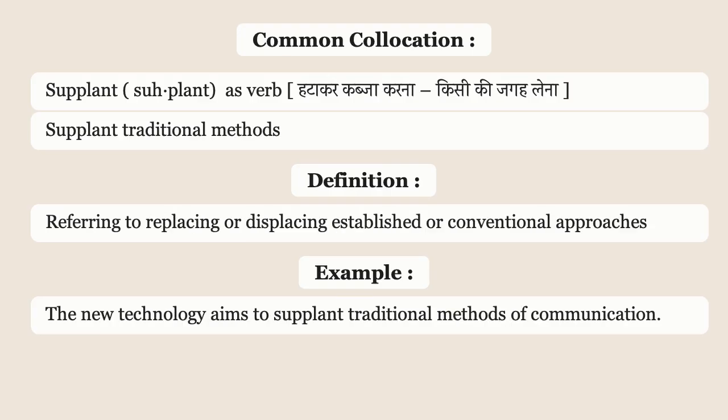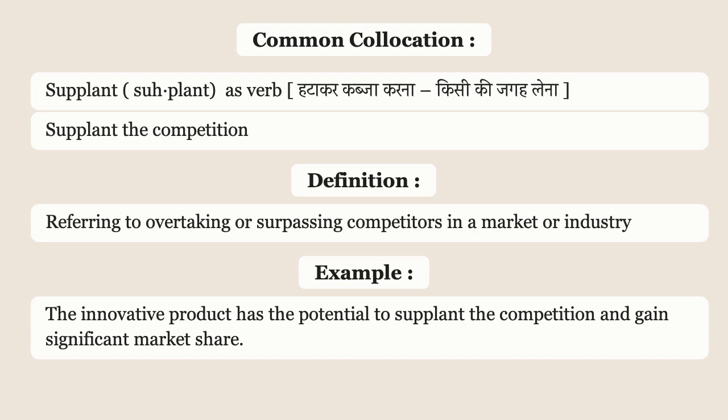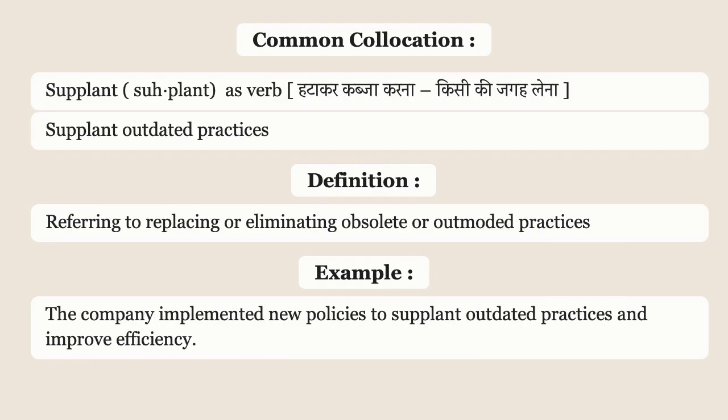Supplant traditional methods. Definition, referring to replacing or displacing established or conventional approaches. Examples, the new technology aims to supplant traditional methods of communication. Supplant the competition. Definition, referring to overtaking or surpassing competitors in a market or industry. Examples, the innovative product has the potential to supplant the competition and gain significant market share. Supplant outdated practices. Definition, referring to replacing or eliminating obsolete or outmoded practices. Examples, the company implemented new policies to supplant outdated practices and improve efficiency.